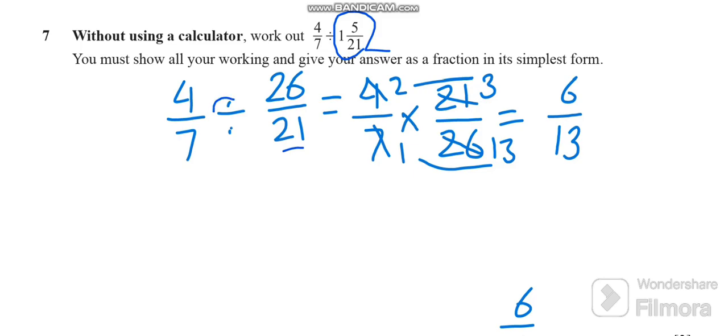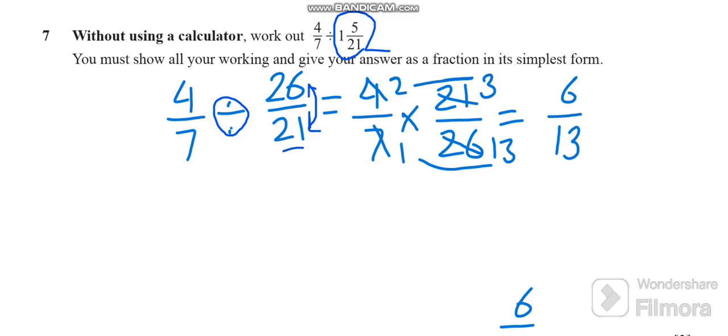Now over here we have a division sign. So we have to make this a multiplication sign. So we will switch the positions of 21 and 26, and what we will get is 4 over 7 multiplied by 21 over 26.